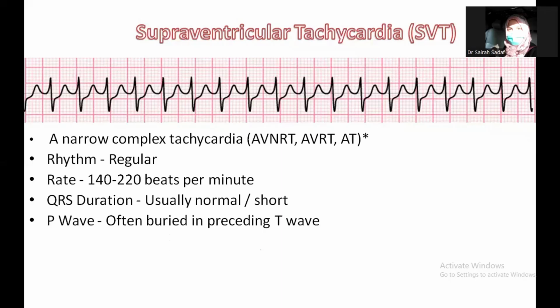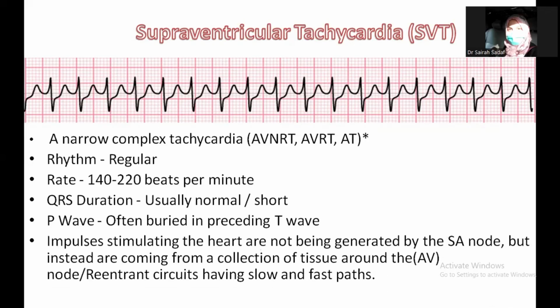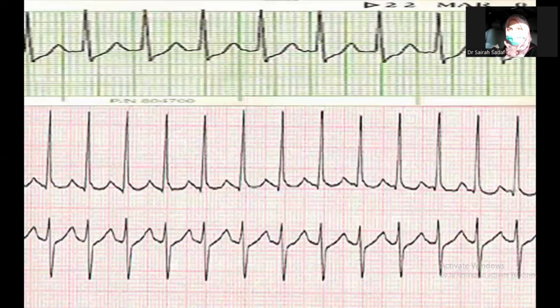P wave is often buried in the preceding T wave, or even in the QRS complex, or the S wave, anywhere. Or it may be visible sometimes. If it is visible, fine, but sometimes it's buried in the T wave or in the QRS complex. What's happening here? Just a brief pathophysiology. Impulses stimulating the heart rate are not being generated by the SA node, but instead are coming from a collection of tissue around the AV node. Re-entrant circuits have slow and fast pathways. So these are different kinds of ECGs of SVT. It may appear like this, like this, like this.